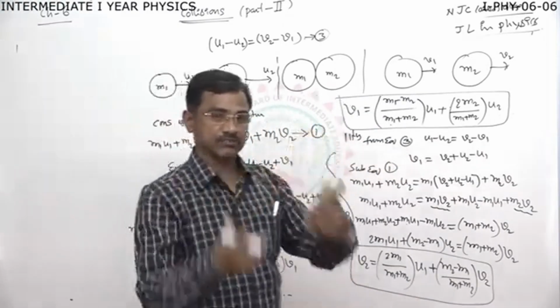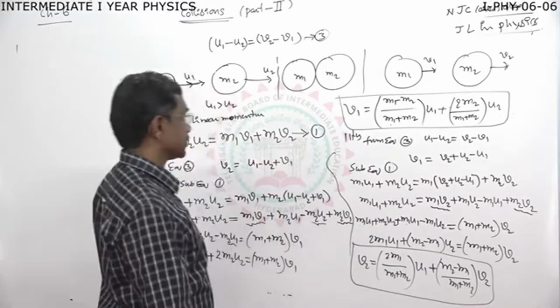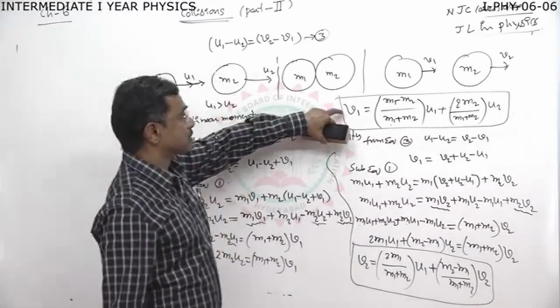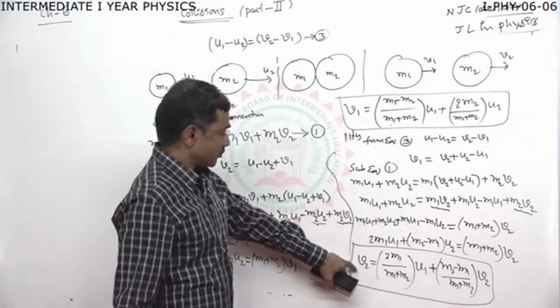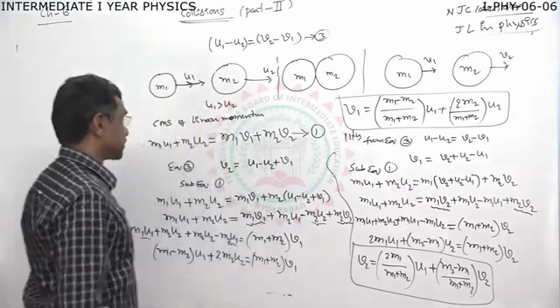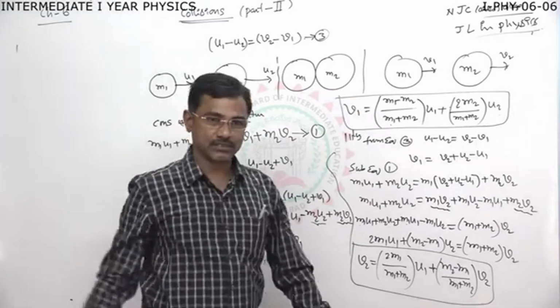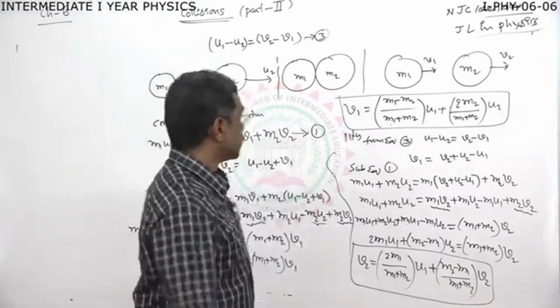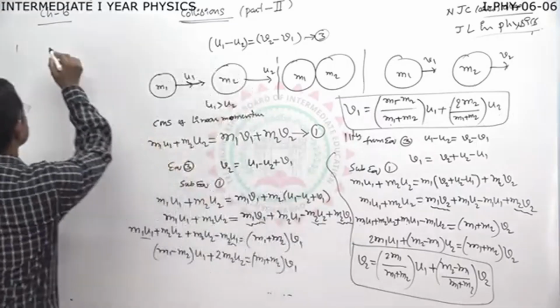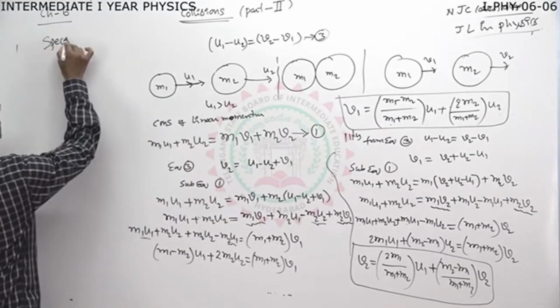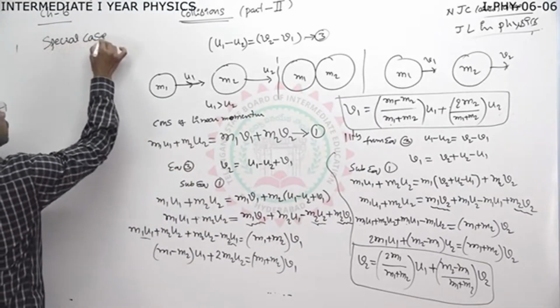The relative velocity of approach is equal to the relative velocity of separation. So with these two equations, we can discuss special cases. There's a huge body, and a ball is there. You throw a rubber ball on it. Does the ball move? Doesn't move at all. We can discuss special cases here.